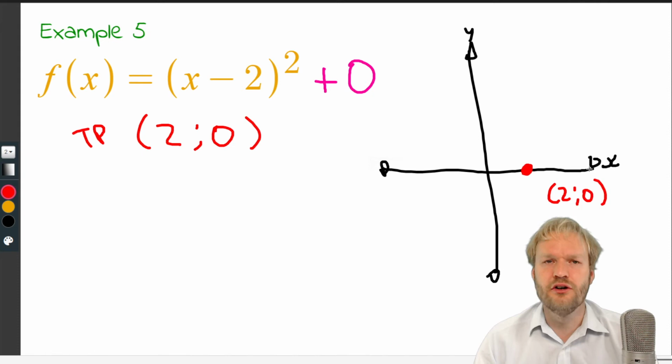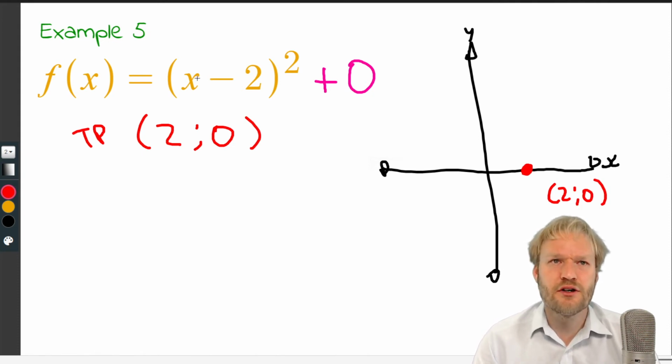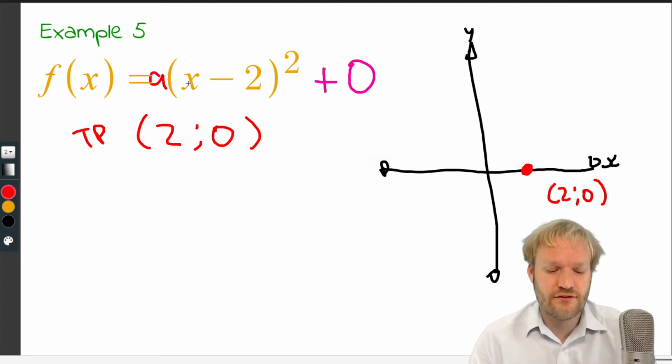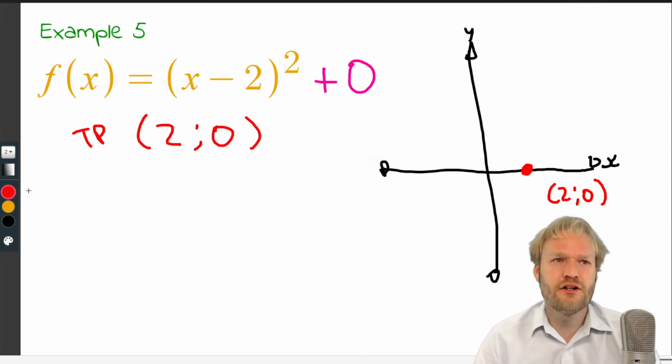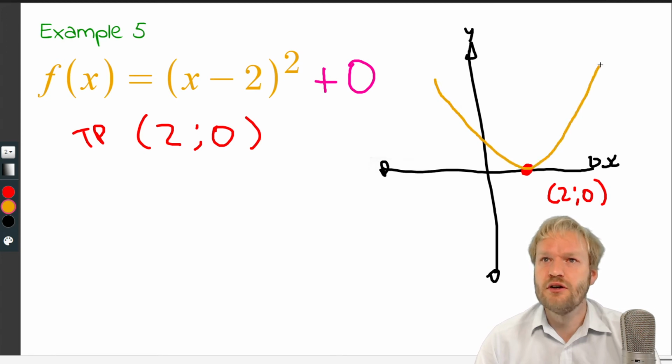2, 0. Happy or sad parabola? Happy parabola, because look, this x when we square it is going to give us x squared, a positive x squared. Our value of a, which sits in front of here, is positive. So we already know it's a happy parabola. We already know that it goes through that point. So we can draw, like the mustard hit the tomato sauce, our parabola over here.